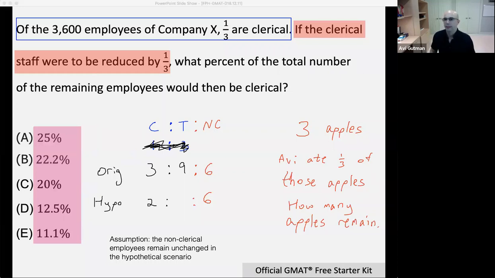Does that answer your question, Bilal? Okay, great. So that's how we got the 2 here. And the non-clerical remains 6. So then what's the new total, everybody?